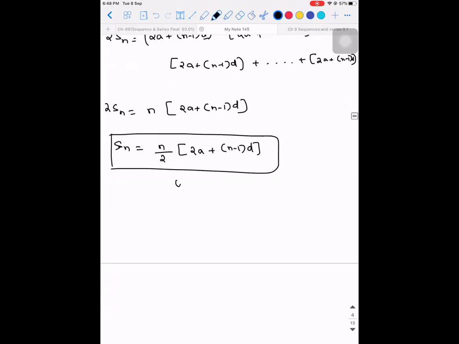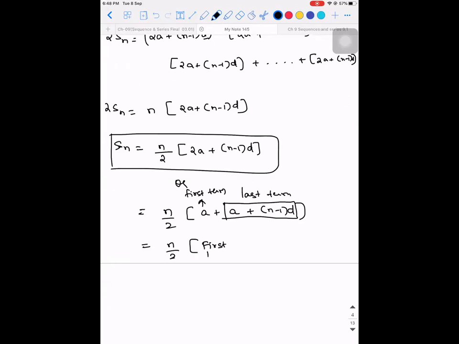Okay. So there is another formula also. n by 2 into 2a, you can write it as a plus a. So what is this a plus n minus 1 into d? It is the last term. a is the first term. So it will be n by 2 into first term plus last term. So you can use either of the formulas. Just confirm if you are able to understand or not.